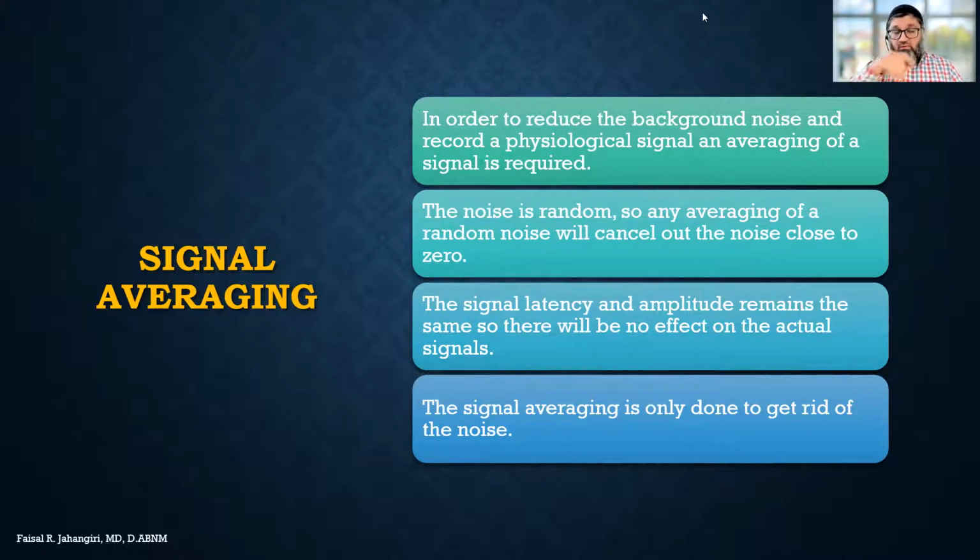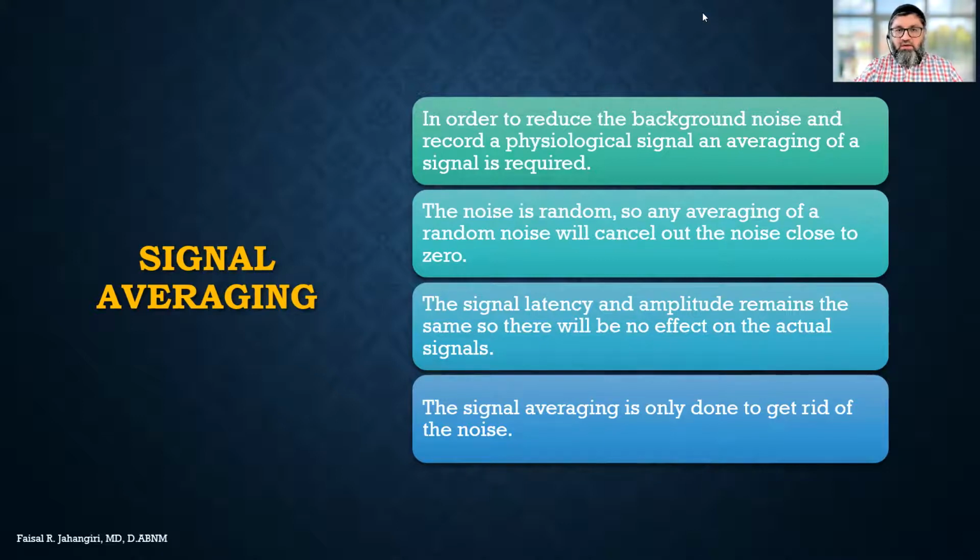So in order to get rid of noise, we average. Every time we stimulate, the signal will be the same. It will be produced at the same location every time with the same amplitude. So if you take the average of the signal, it will still remain the same. It's not going to change the signal. So the amplitude will stay the same. If you take one average, 100 averages, 1 million averages, the signal will not change.